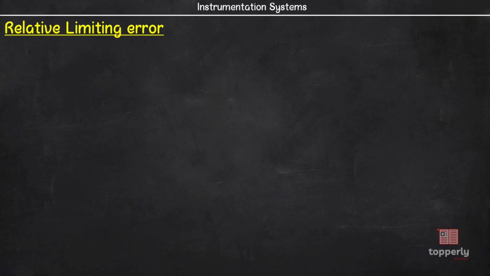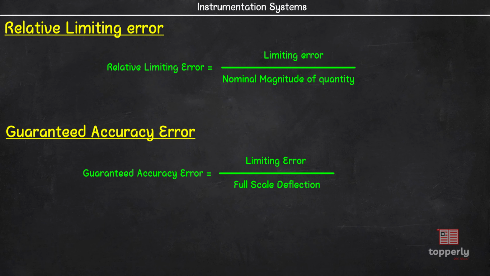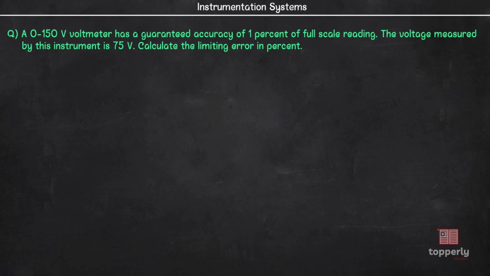Okay. Now we also define relative limiting error. Relative limiting error is defined as the ratio of limiting error to the specified nominal magnitude of the quantity. We will get a better idea of this when we see an example. Now another term we have is guaranteed accuracy error. It is defined as the ratio of limiting error to the full scale deflection of the instrument. Let us now see an example on these topics.